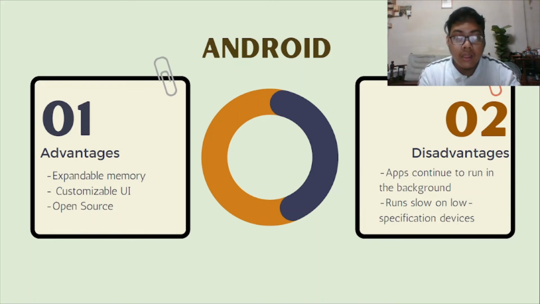Then the open source. The Android operating system allows developers and hardware manufacturers to make changes to the operating system's core software. This allows a company to make changes in the OS to work in a very specific industry.